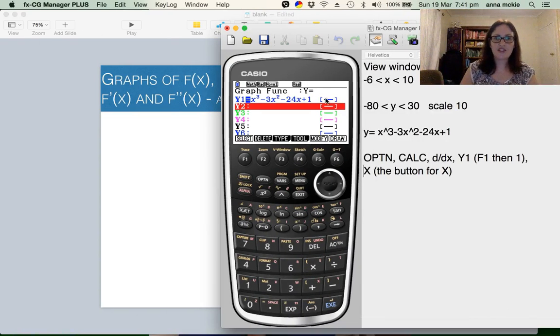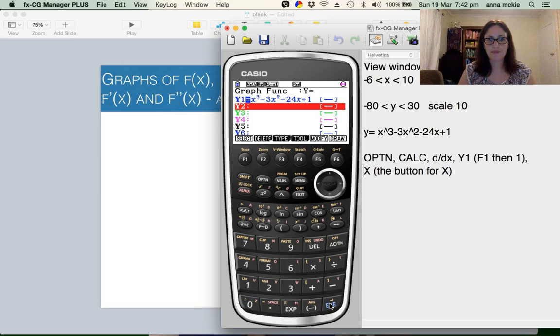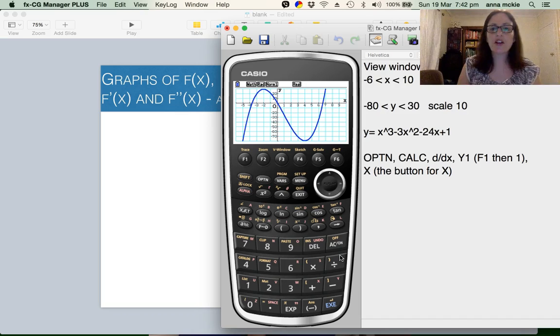So here's the function on my screen, or it's written off to the side here on the right. My suggestions are, make this your view window, just to speed up time here. I won't explain why. And for our y, -80 to 30 and a scale of 10. Okay, so we've got a lot to talk about here.